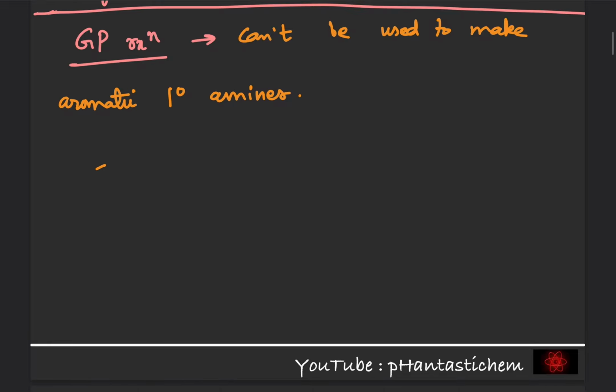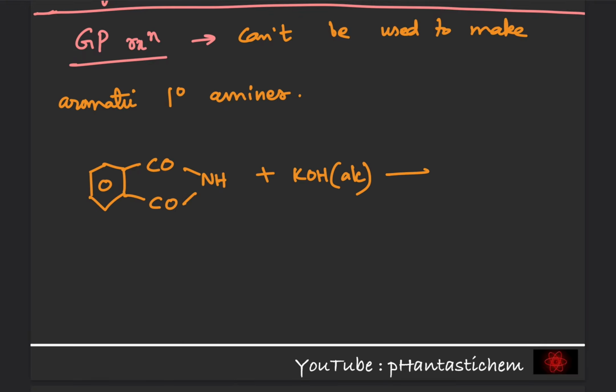So we start with phthalimide. We react it with alcoholic KOH, and then we get potassium phthalimide. Okay, benzene ring, CO N minus charge K plus CO. So this is our potassium phthalimide.